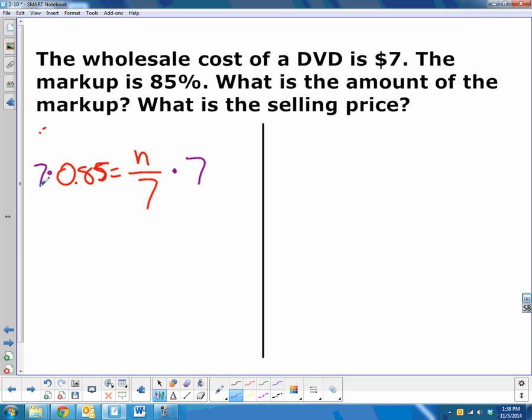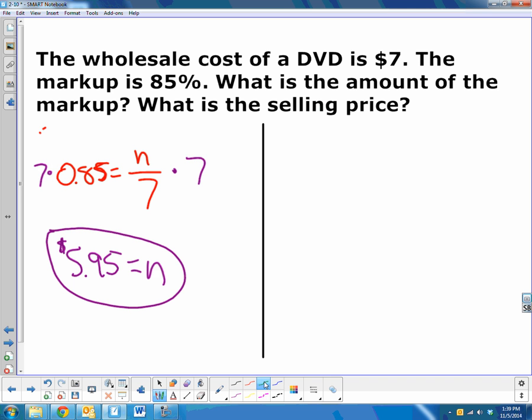So if we solve for n, we're looking at 7 times 0.85, which is $5.95. But remember, that's not the new price. If Target bought the DVD for $7 and sold it for $5.95, they would lose money. Target is not going to try and lose money on purpose. So we have to figure out what the actual selling price is.